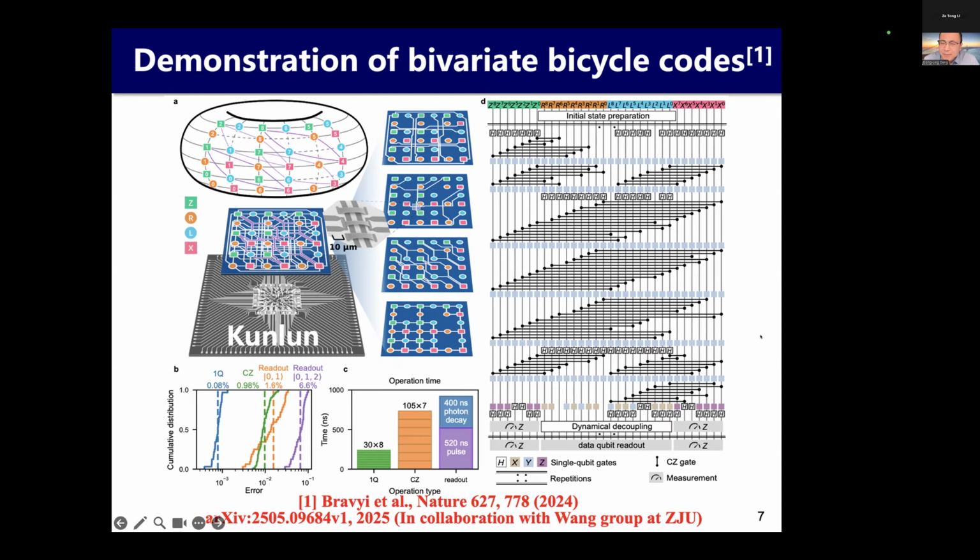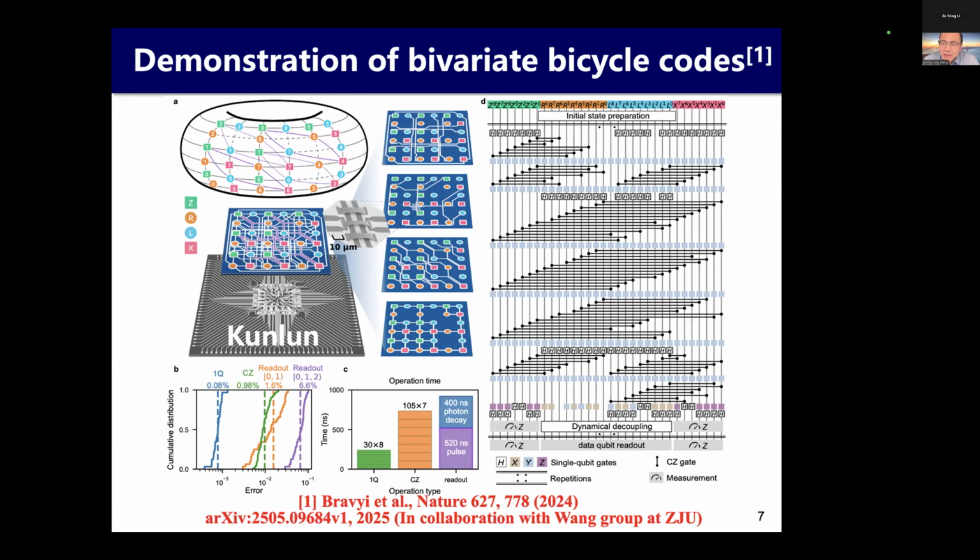Compared to the surface code, the advantage of this bivariate bicycle code is that, for the surface code, the encoding ratio is quite small. You need d squared physical qubits to encode a single logical qubit, right? Then the encoding ratio is very small.